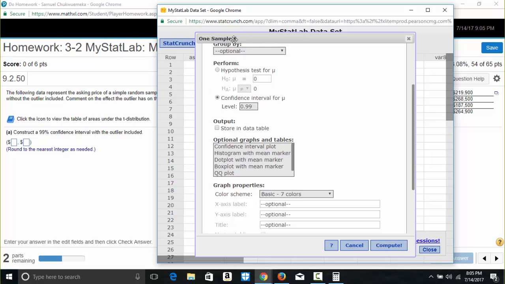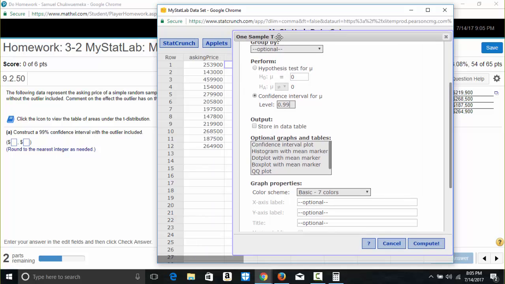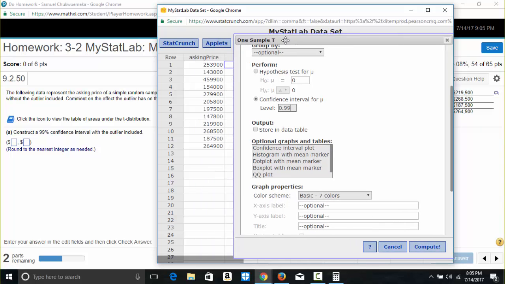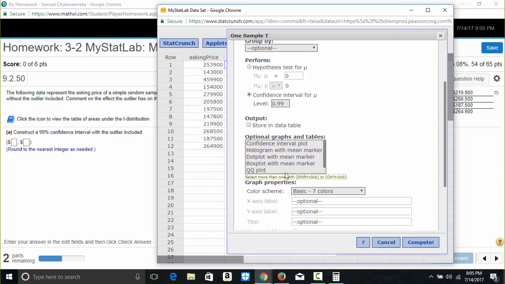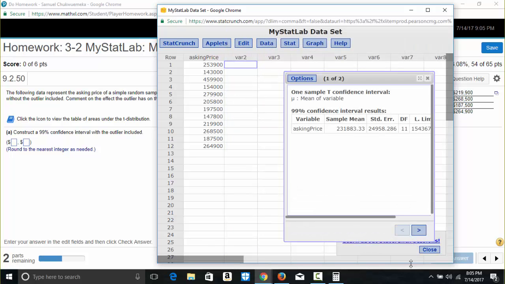We still have the outlier. Of course, you will know what the outlier is. If you look at this data, the outlier seems to be 459,900. That's a lot of money. I don't have that at all. So you come here. If you want, let's plot this, and you can see it. So I'm going to select box plot with mean marker, and I click compute.